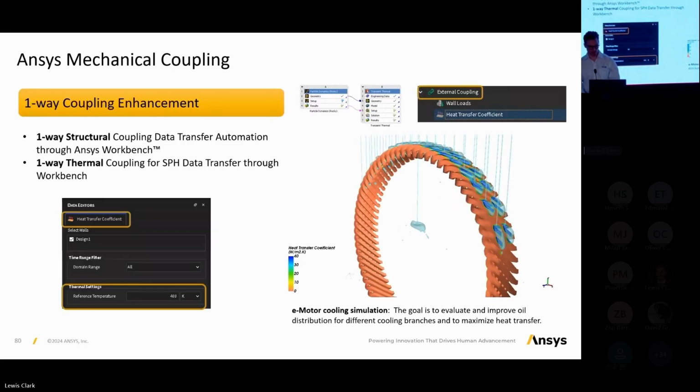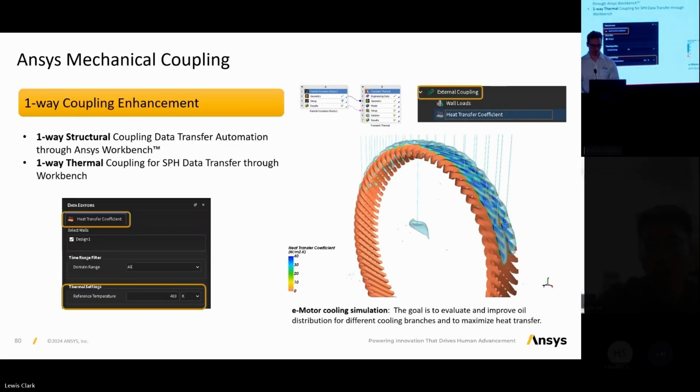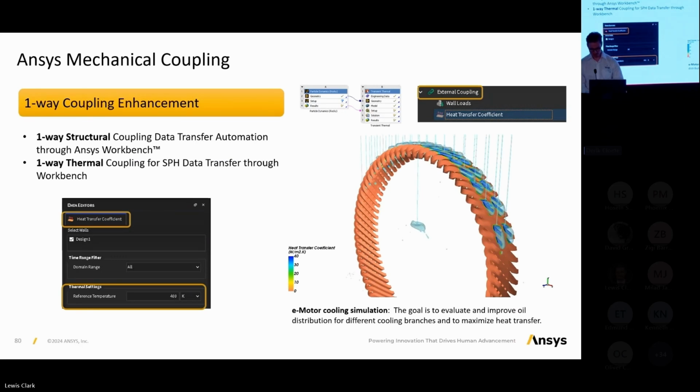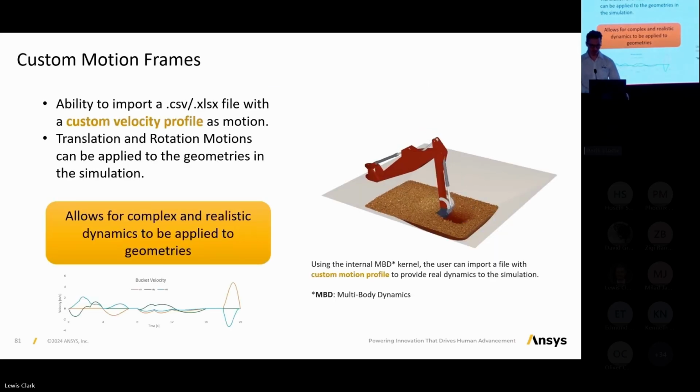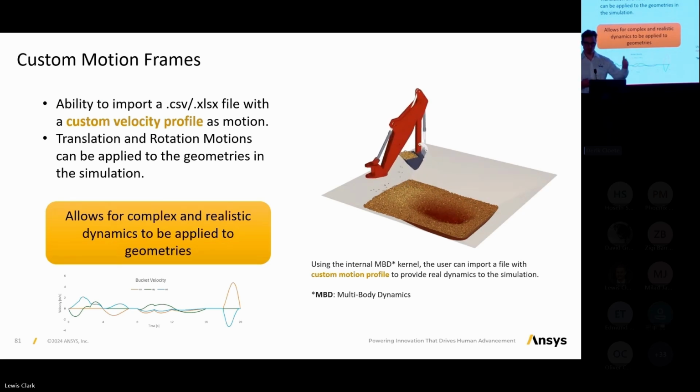We've also got some thermal coupling between SPH and Ansys Mechanical thermal. So for this example here, we're cooling a part of a gearbox. We've got custom motion frames. So if you've got a detailed motion for an object that's specified with a CSV file, you can now import that and apply that detailed motion, rather than previously you could make the motion within Rocky itself, but it was more limited. So it wouldn't be able to handle these sort of finer details.